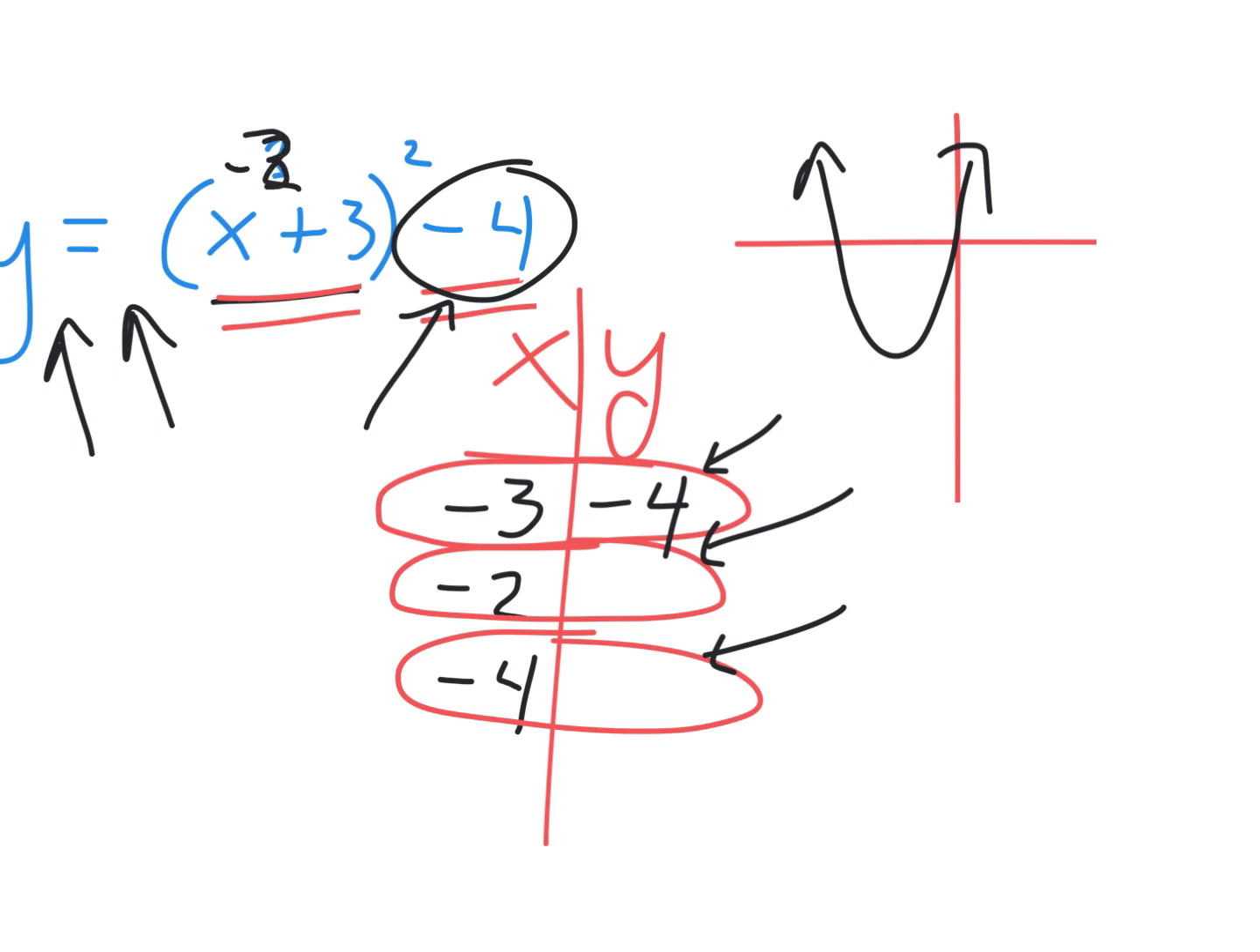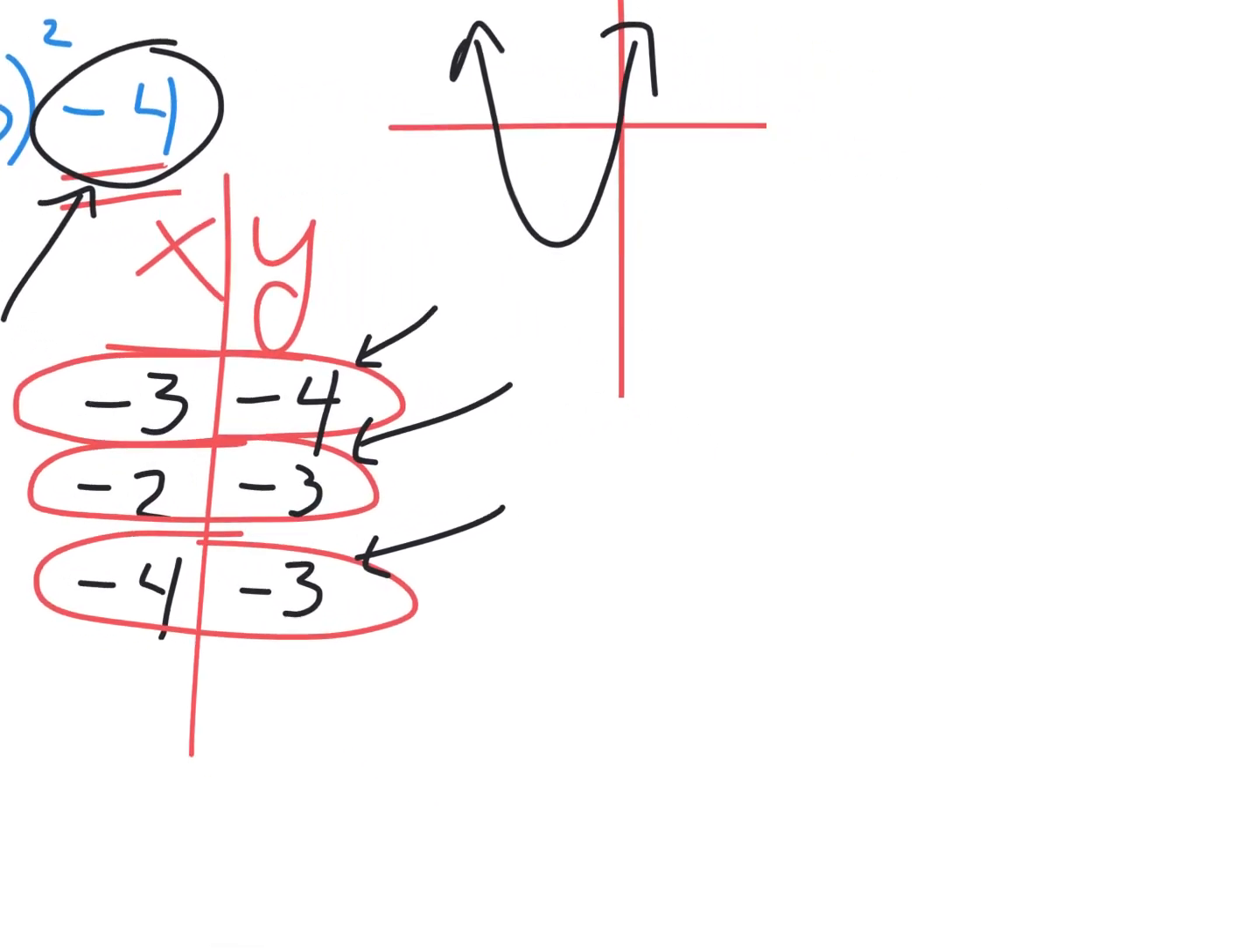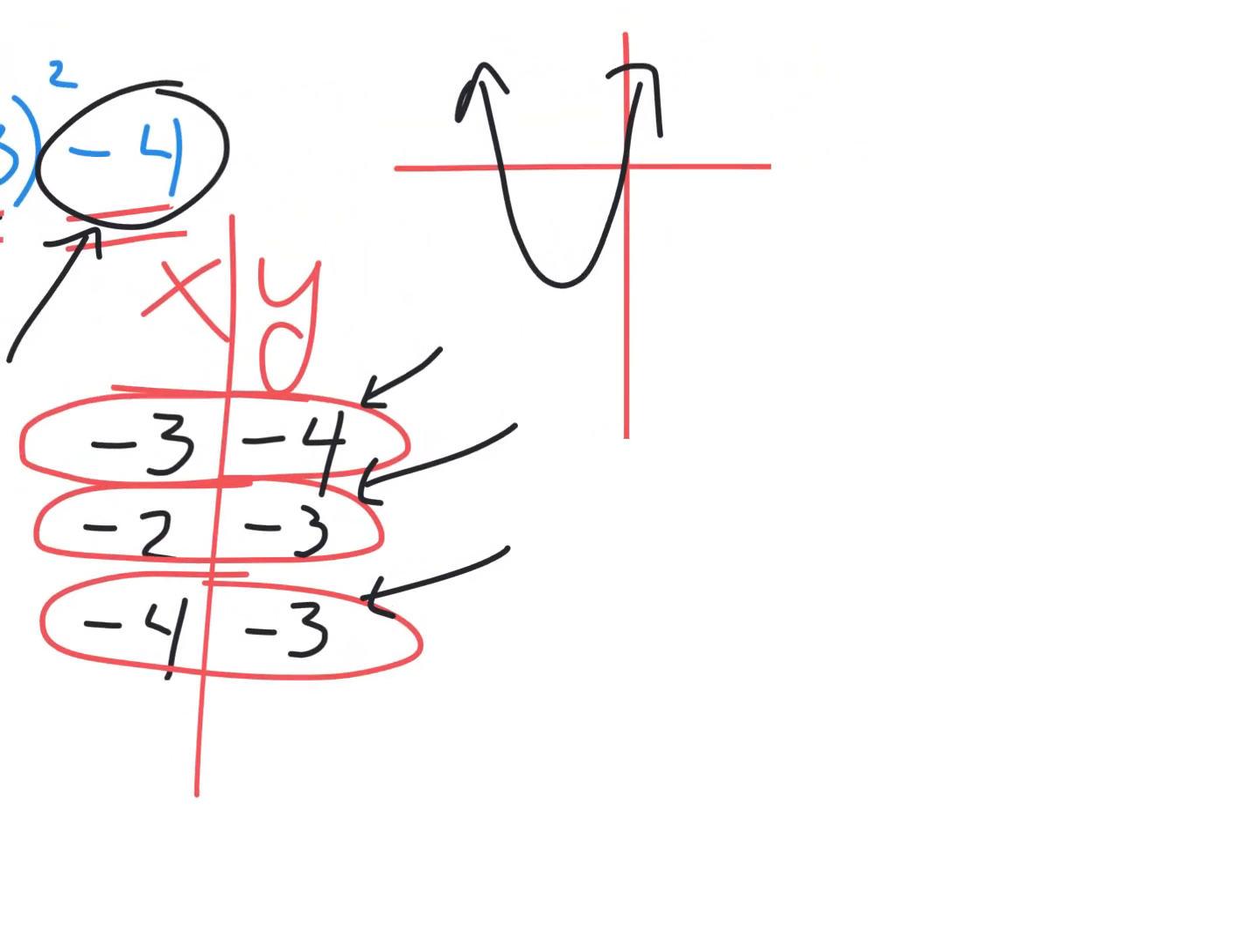Now negative 2 goes in, and I get 1. 1 squared is 1. 1 minus 4, negative 3. And last but not least, I put in negative 4. Negative 4 plus 3 is negative 1. Negative 1 squared is 1. 1 minus 4, negative 3 again. Some people think that's a problem. It is not a problem. If I actually graph those now, everybody please graph those. And I think you'll see where we are on the parabola.